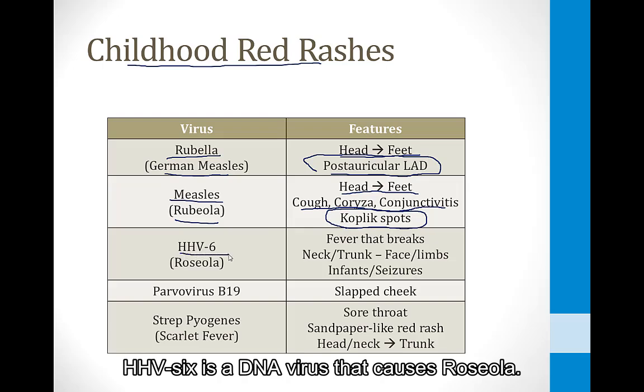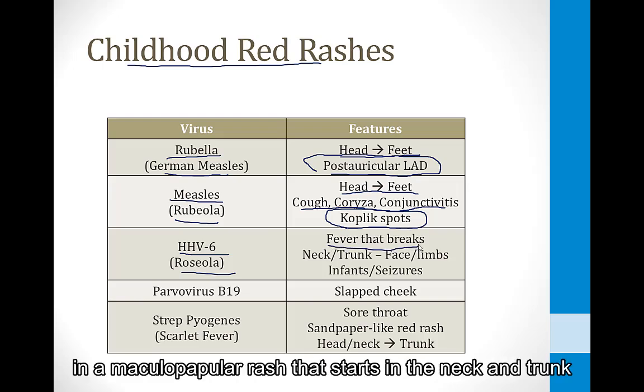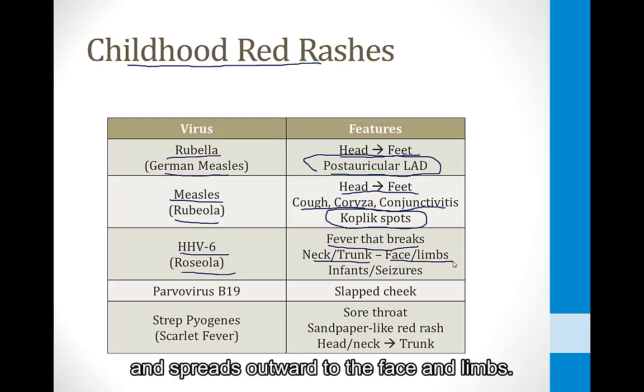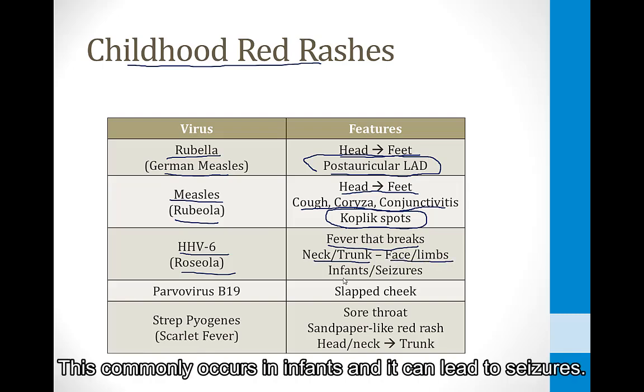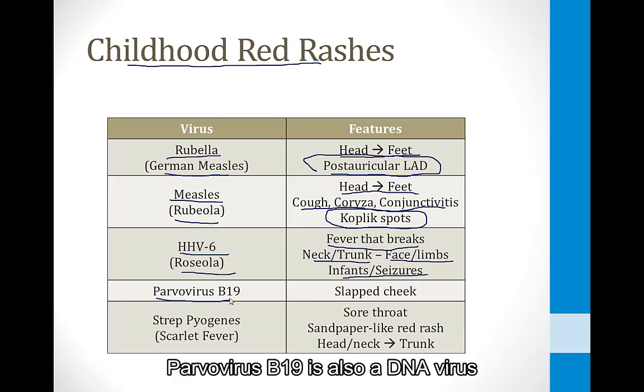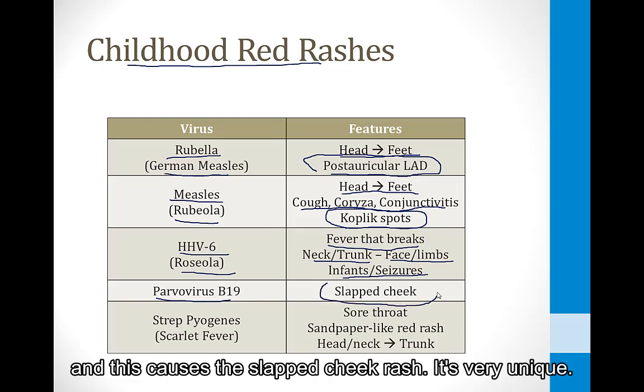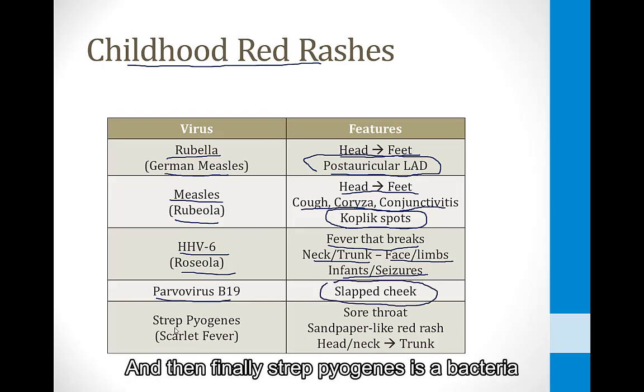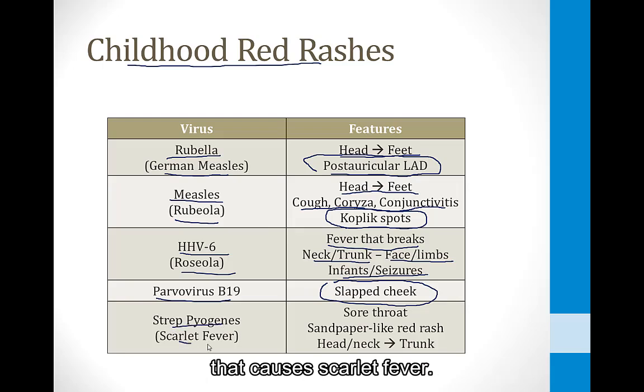HHV6 is a DNA virus that causes roseola. This is a fever that breaks and then results in a maculopapular rash that starts in the neck and trunk and spreads outward to the face and limbs. This commonly occurs in infants, and it can lead to seizures. Parvovirus B19 is also a DNA virus, and this causes the slap cheek rash. It's very unique. And then finally, strep pyogenes is a bacteria that causes scarlet fever.